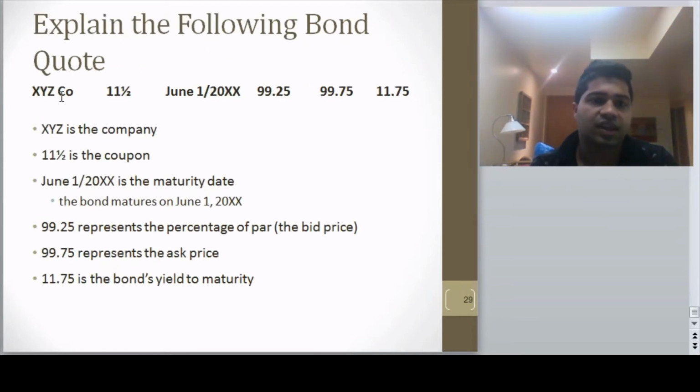So bond quotes look like this. The company name, and this is the coupon payment, 11.5% is the coupon. Maturity is on June 1, let's say 2030. This is the bid price, this is the ask price. So if you're buying, you buy at this. If you're selling the bond, you sell at this. And 11.75 is the yield to maturity. It comprises the coupon as well as the difference, the capital gain that you encounter.